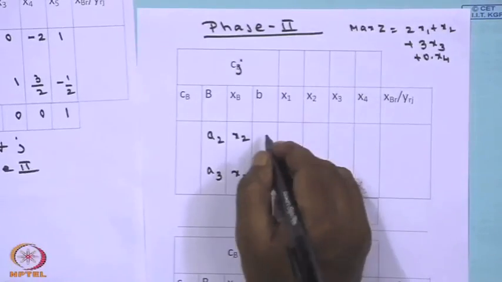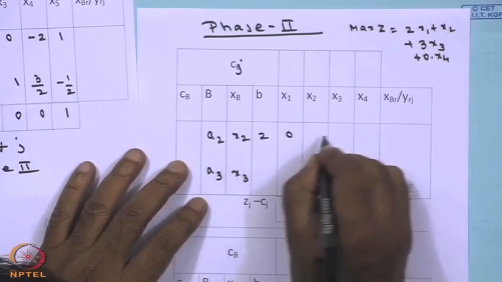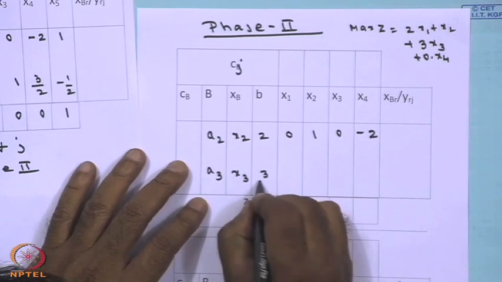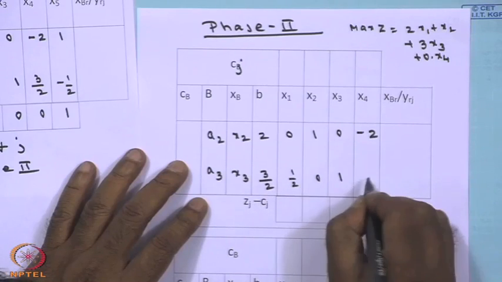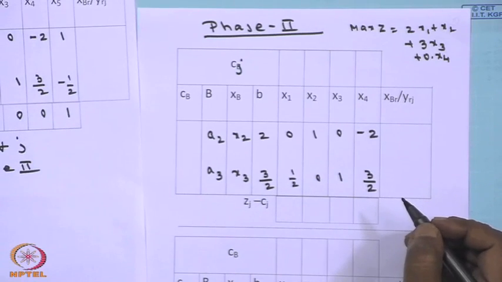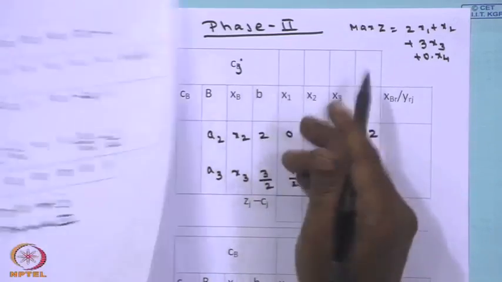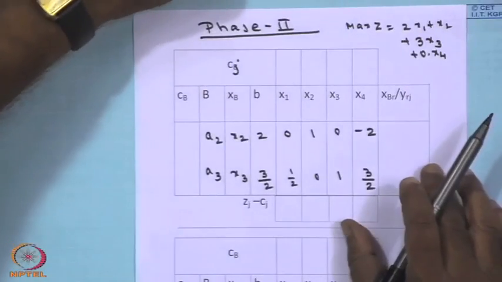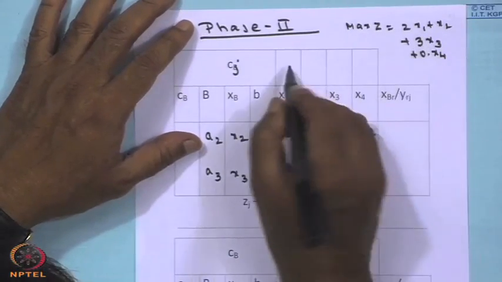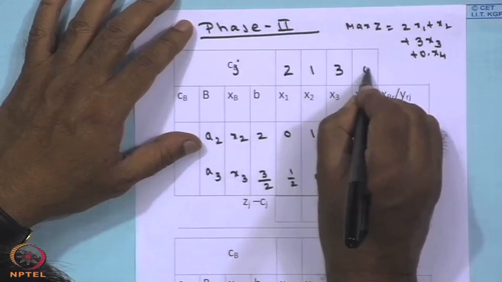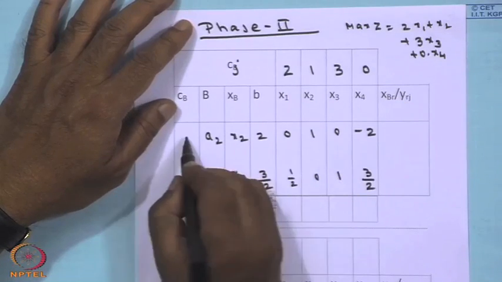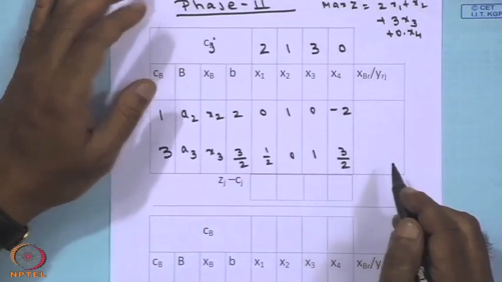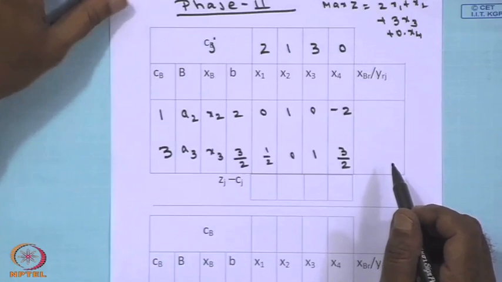So, I am writing just those values, that is 2 0 1 0 minus 2, and this one is 3 by 2, half, 0, 1, 3 by 2. Only change will come in the Cj. In Cj, in the last table the coefficients were 0 0 0 0, but in this case you have to take the actual coefficients of the variables. That means, now you will take 2 1 3 0, corresponding to x 1, x 2, x 3. So, compared to the last table of phase 1, the changes are like this.